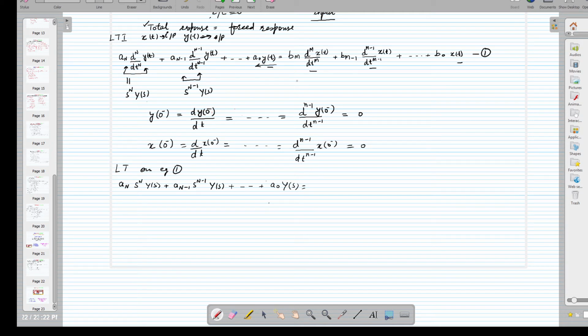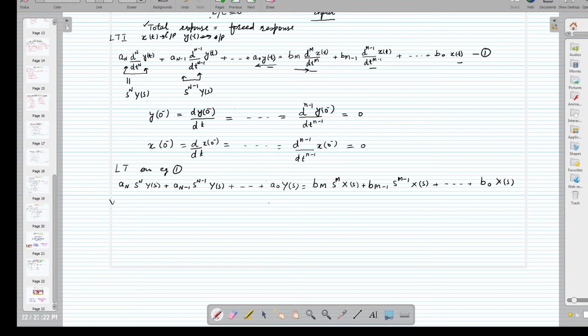Now on the other side we start computing. Bm is the coefficient, the differential is the mth differential, so bm s raised to the power m Xs, plus bm minus 1 s raised to the power m minus 1 Xs, and so on. Xs is the variable in Laplace. And the last is b naught Xs in the s domain.